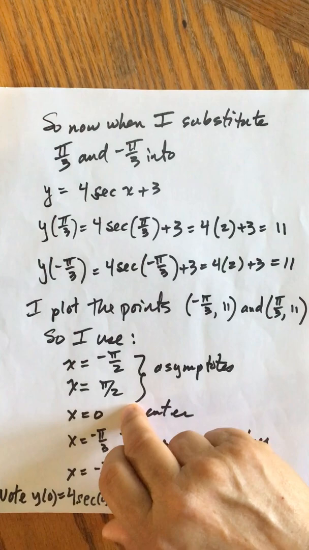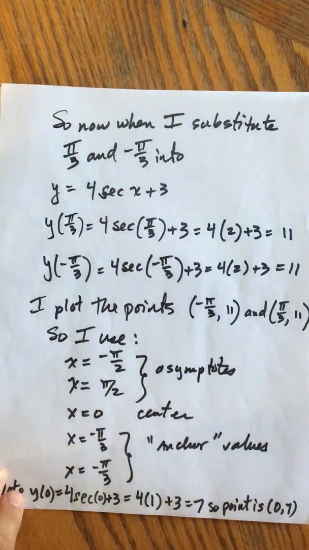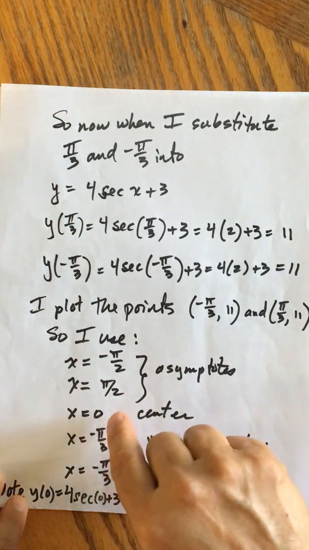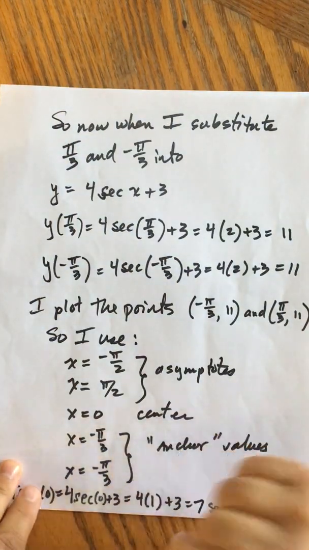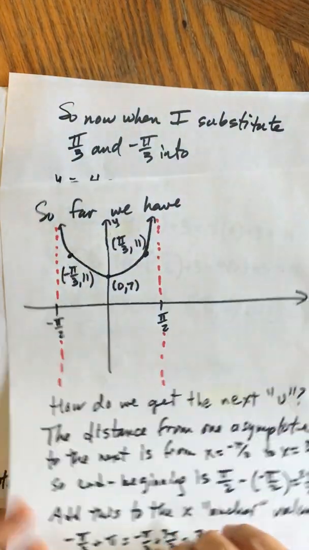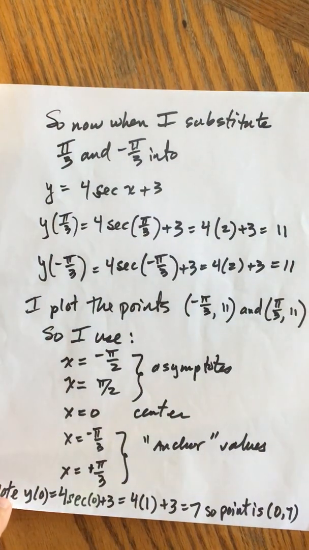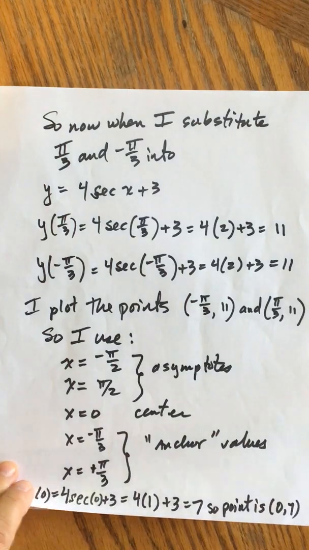So we're going to do a more complicated example next. But in this case, since I just have secant x, it's pi over 2 and negative pi over 2. And then I use 0, which is that center value here. And then I use negative pi over 3 and pi over 3. Oh, it should have been positive here. So that I have a little bit of precision about how widely or narrowly this is opening. Okay? So there's that first part.